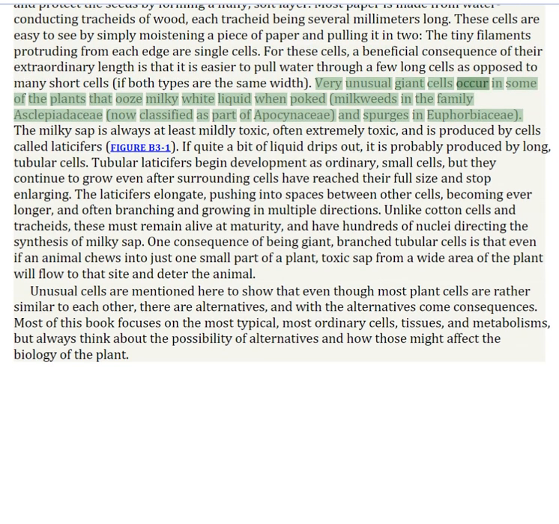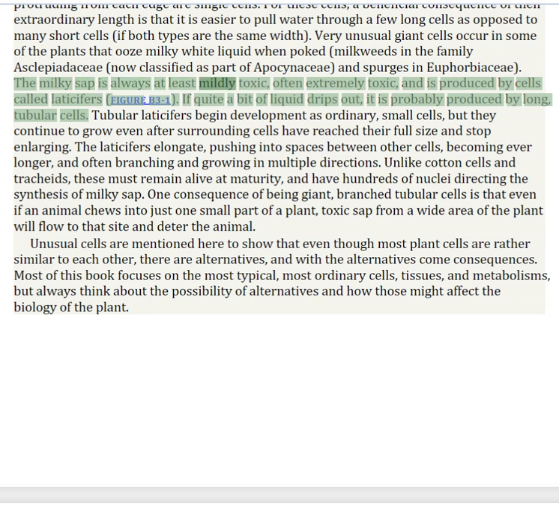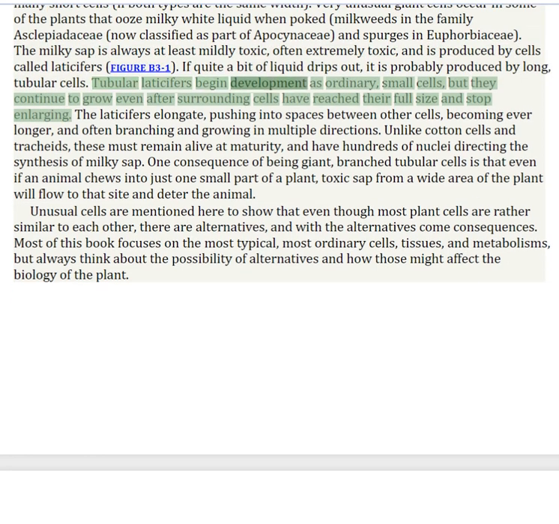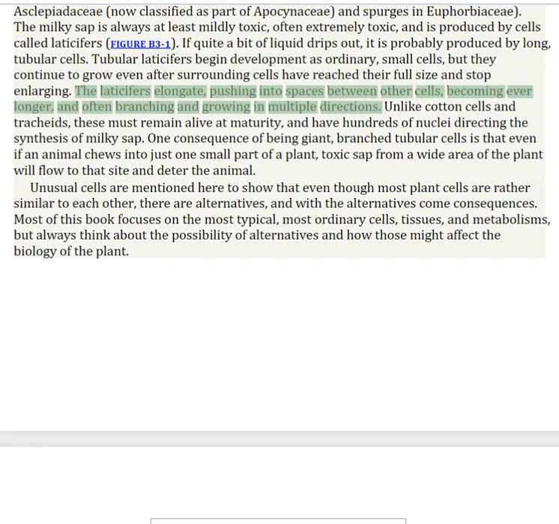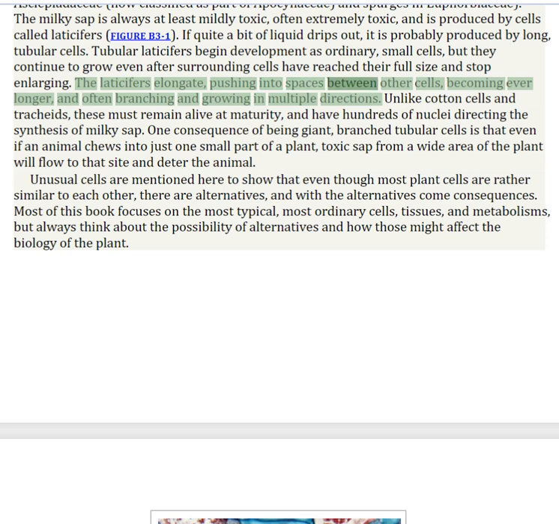Very unusual giant cells occur in some of the plants that ooze milky white liquid when poked, in spurges in Euphorbiaceae. The milky sap is always at least mildly toxic, often extremely toxic, and is produced by cells called laticifers. If quite a bit of liquid drips out, it is probably produced by long, tubular cells. Tubular laticifers begin development as ordinary, small cells, but they continue to grow even after surrounding cells have reached their full size and stop enlarging. The laticifers elongate, pushing into spaces between other cells, becoming ever longer, and often branching and growing in multiple directions.